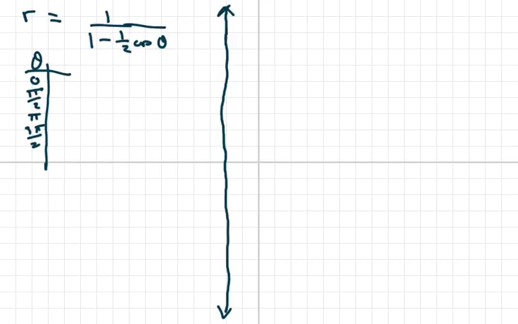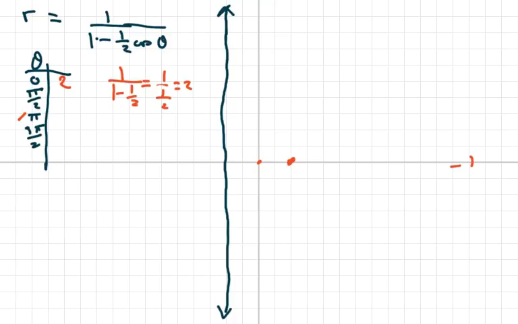So we know that cosine of 0 is 1. So we're going to get 1 over 1 minus 1/2. So it's 1 over 1/2, which equals 2. So that's basically r is 2 when your angle is 0. So our angle is 0 here, so it's right here. And then when you do pi, let's do pi here.